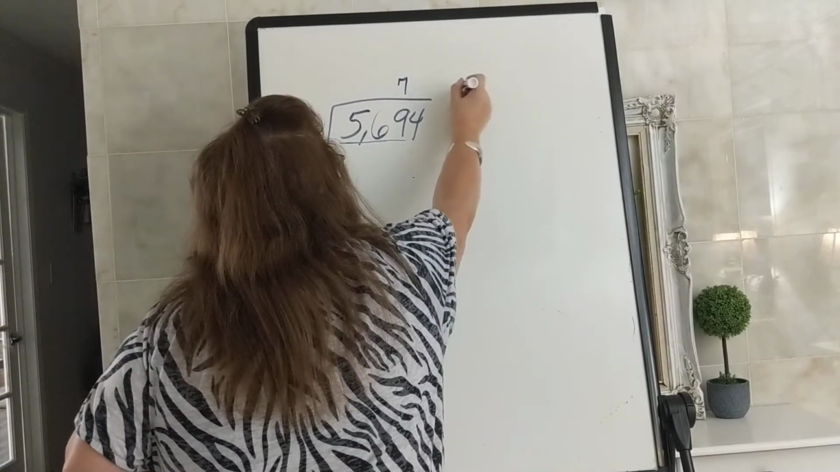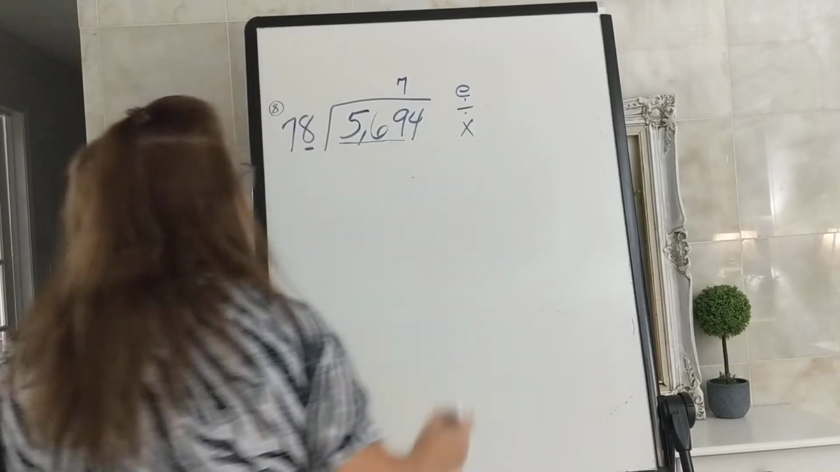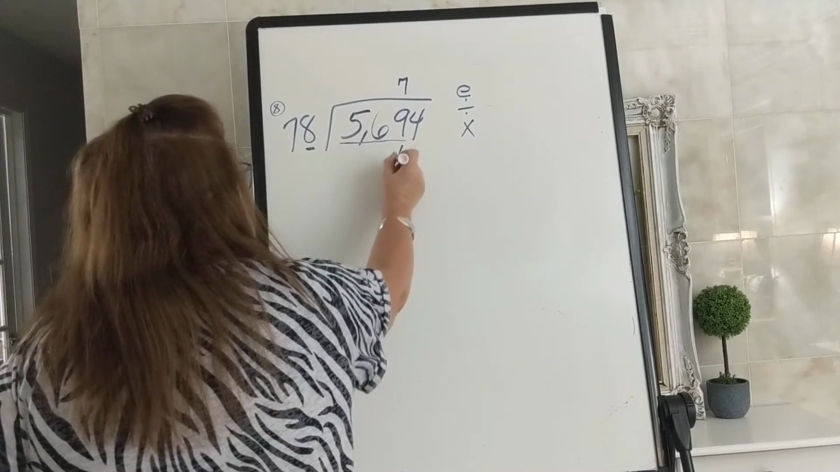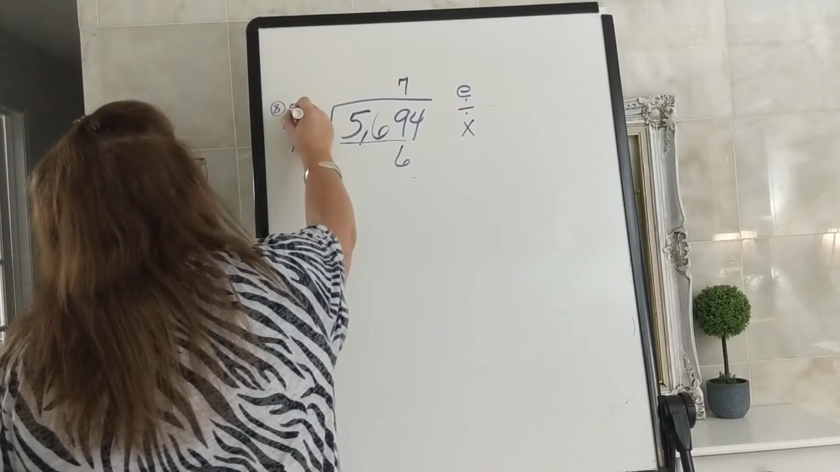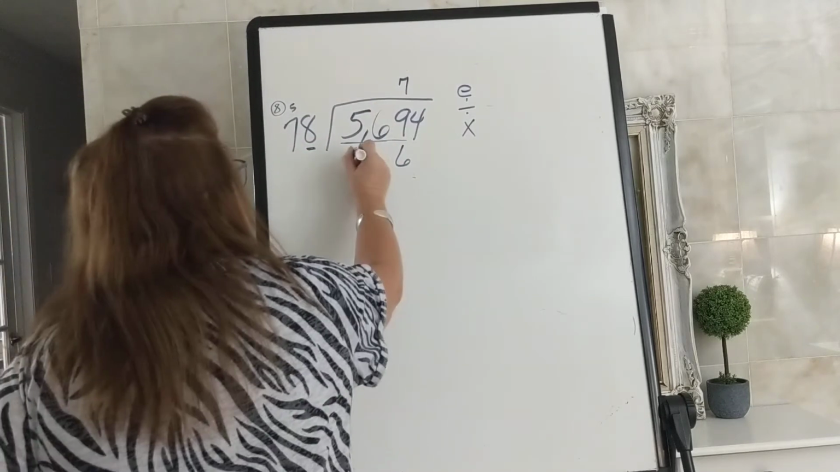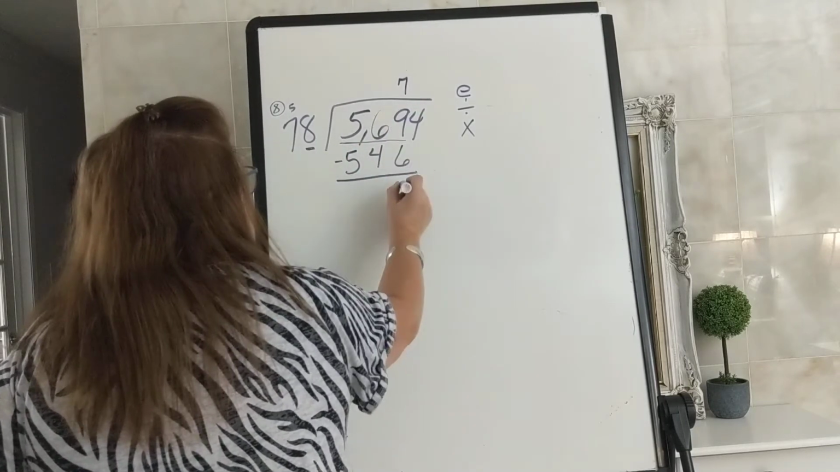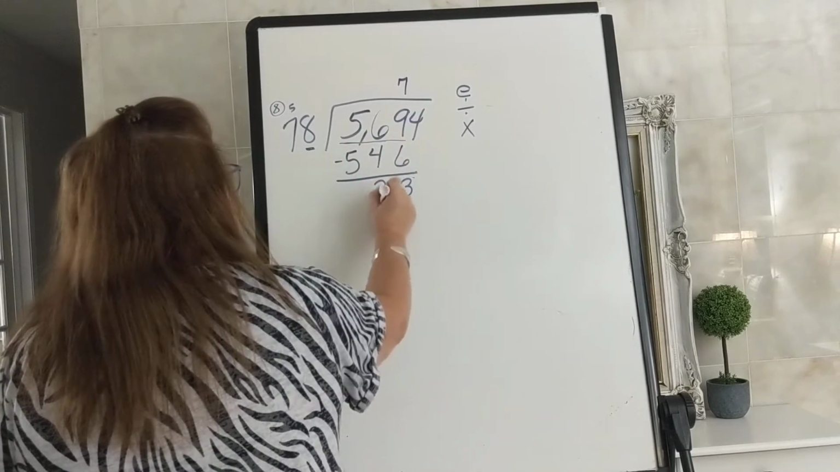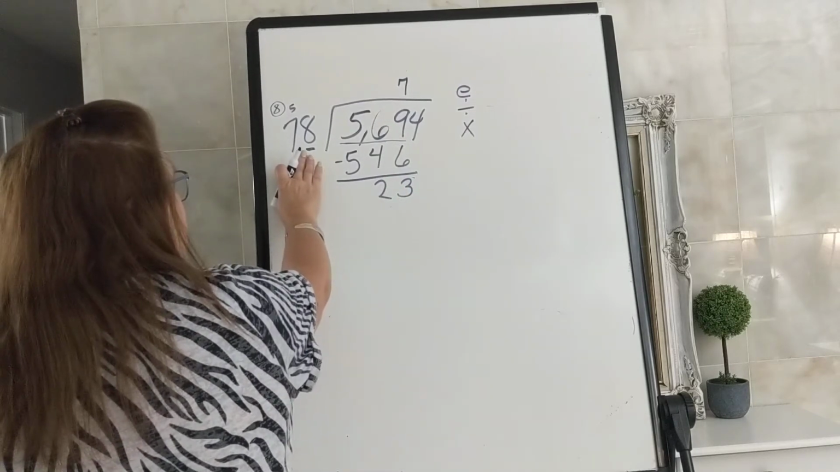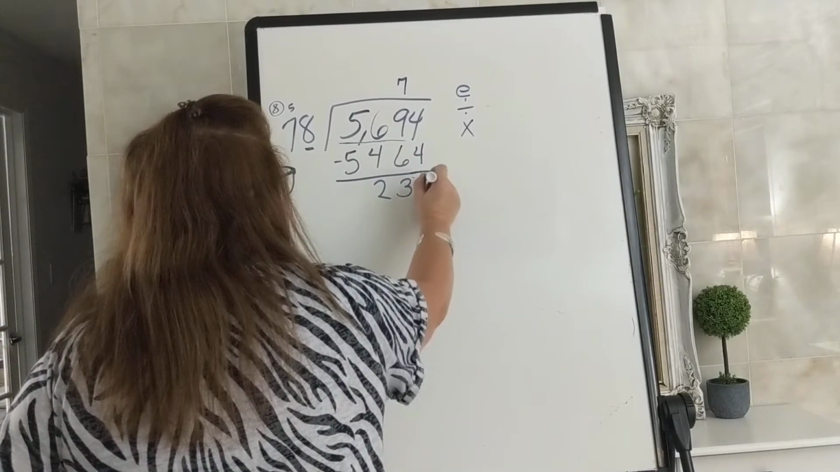So we have now estimated, we have now divided, and now we are ready to multiply. 7 times 8 is 56. We put 6 down. We carry the 5. 7 times 7 is 49. Plus 5 is 54. So we subtract. 9 minus 6 is 3. 6 minus 4 is 2. Is 23 smaller than our divisor 78? It is. So we bring down our next digit, which is a 4.